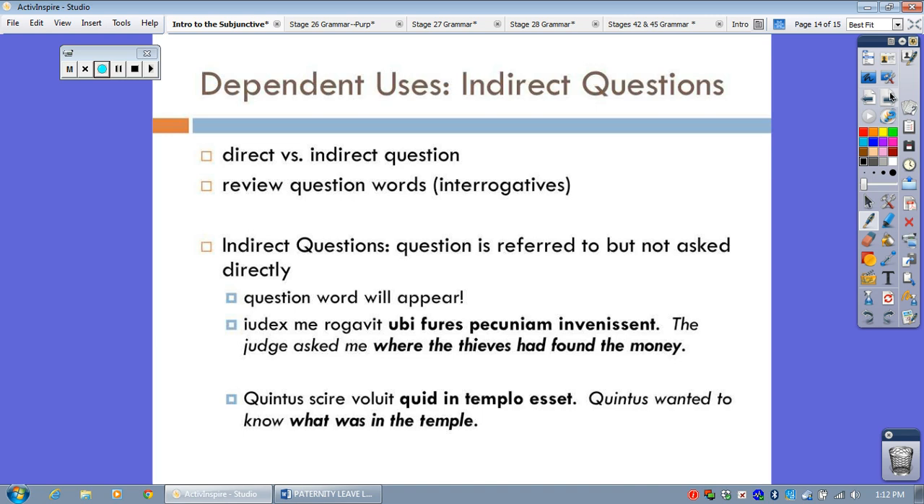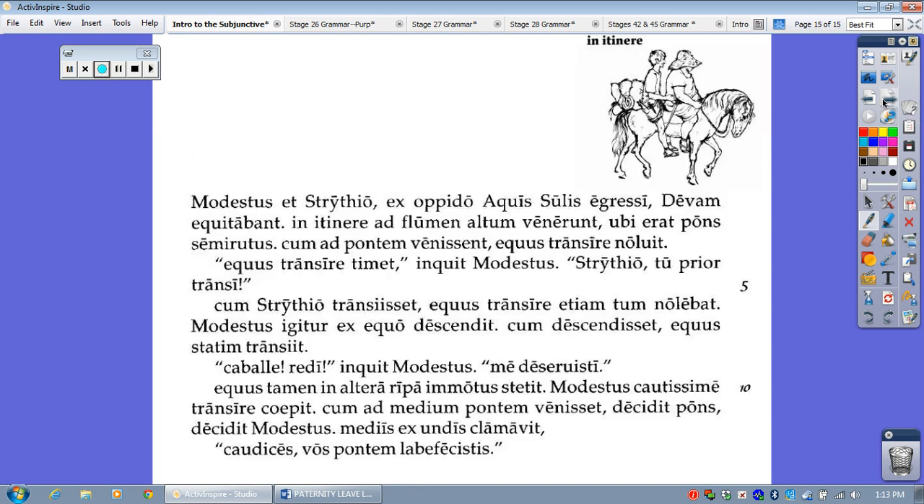Now, how do you recognize one in Latin? Well, it's pretty easy because a question word or interrogative word, whatever you want to call it, will start off the clause, and then, of course, the verb after the interrogative word will be in the subjunctive. So I gave you two examples there. Iudex me rogavit ubi fures pecuniam invenissent. The judge asked me where the thieves had found the money. That's an indirect question. The direct question would be, where did the thieves find the money? So there you have it.